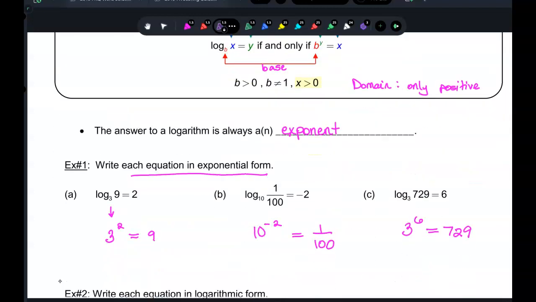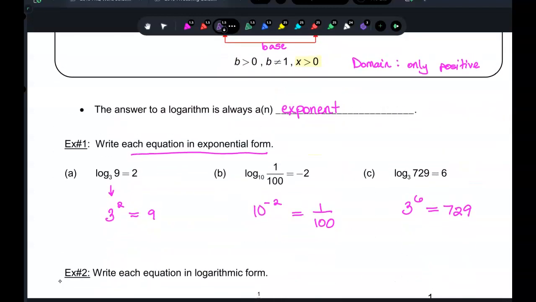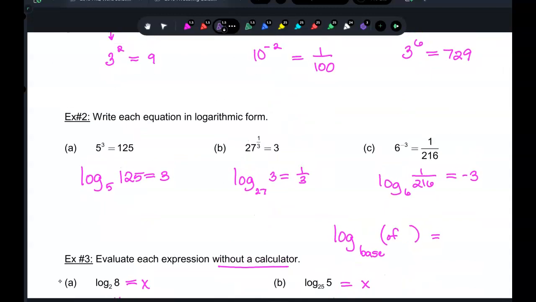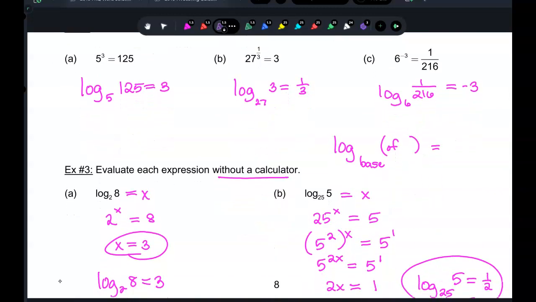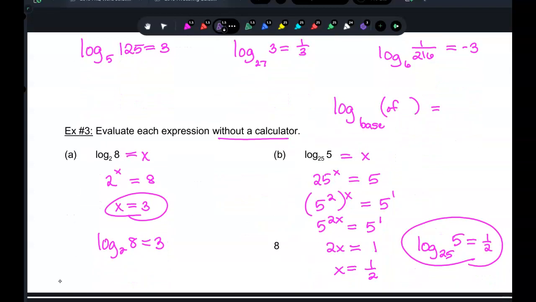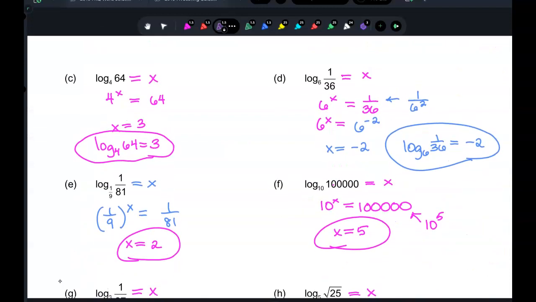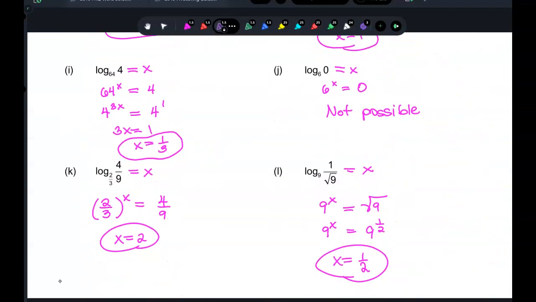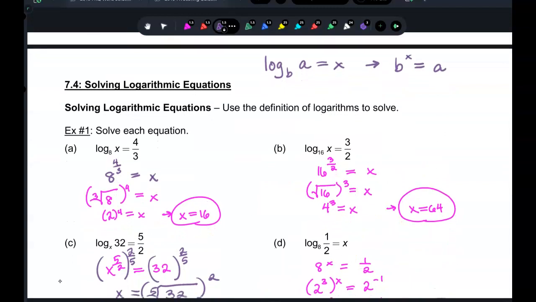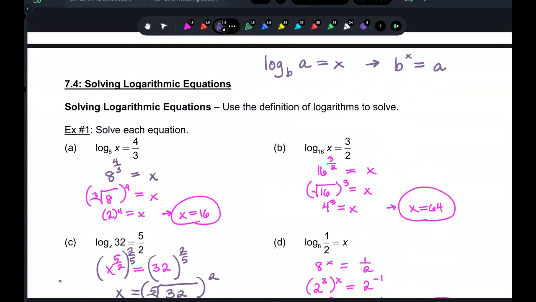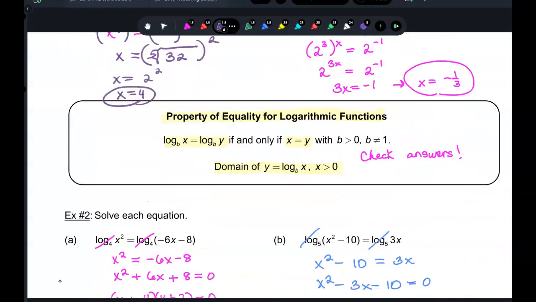So in 7.3, we practiced rewriting logarithms into exponential form. We did exponential form into logarithmic form. And then we did some evaluating logarithms without a calculator. Okay, so that's what we did. If you need to take a minute and go back and review that. Also, we did solving logarithmic equations. So again, we took many of these logarithms, rewrote them in exponential form, and then solved from there.